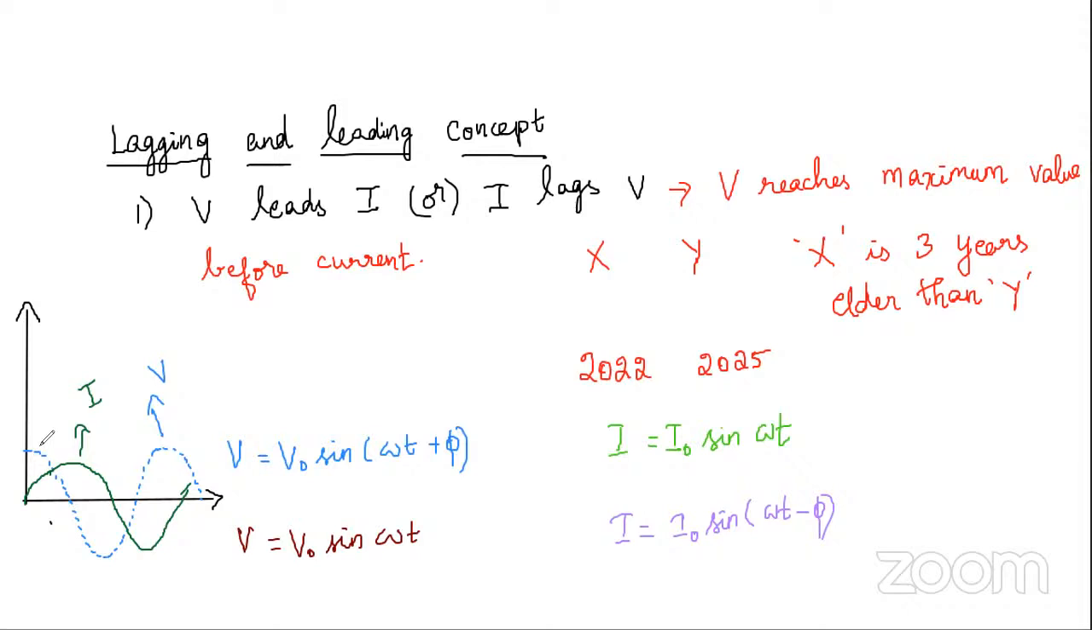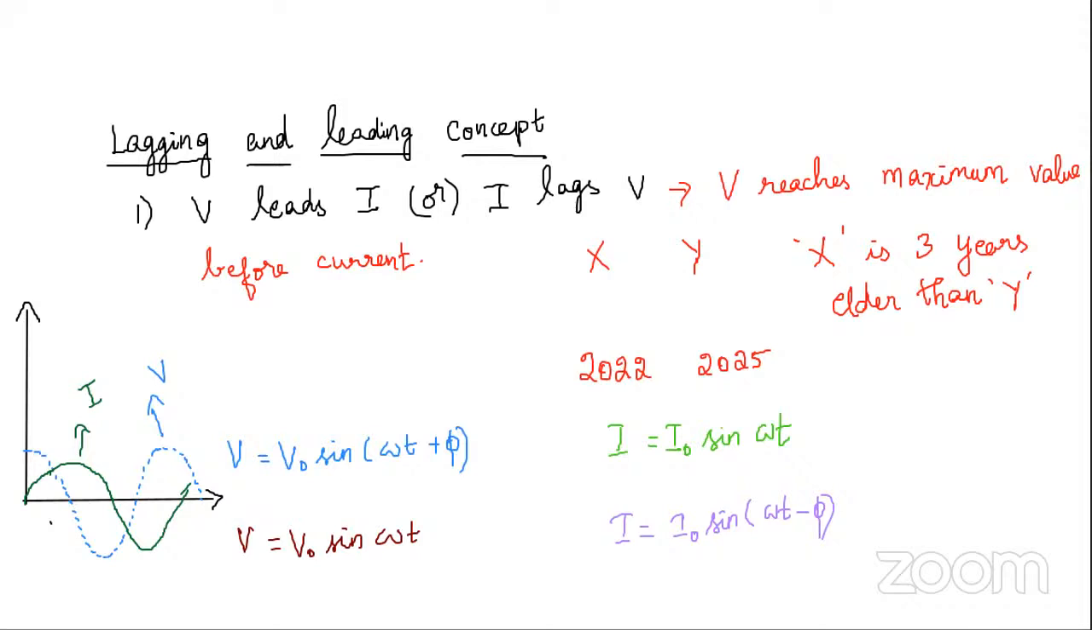I think you can understand the concept. Here you can see the blue color dashed lines. It starts from maximum. That means voltage reaches maximum before current, even before the current reaches maximum. So this means voltage leads current by phi, the phase difference. This is the meaning of leading. Voltage leading current.